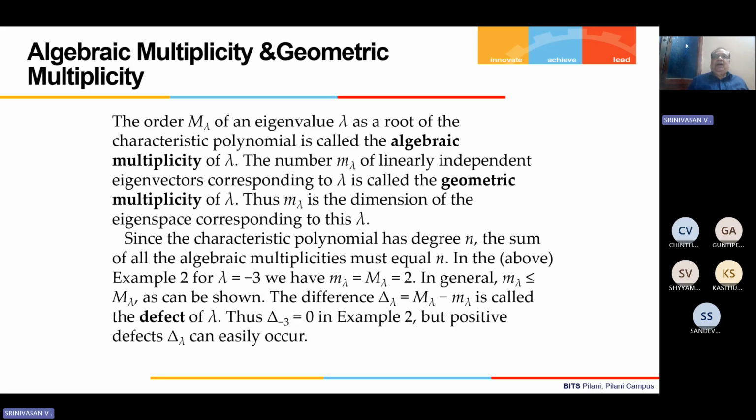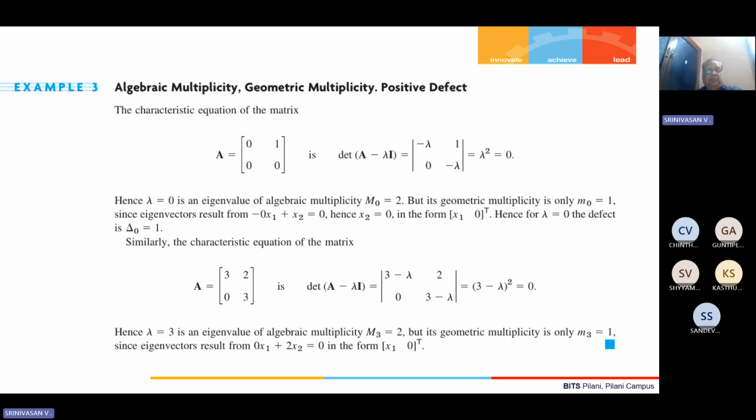Thus, in this problem, delta of -3, that is when lambda equal to -3, is 2 minus 2, which is 0. But positive defects can also occur. It's not necessary that the defect must always be 0, and there is nothing wrong even if you get a defect of 0. So here is a problem on algebraic multiplicity, geometric multiplicity and positive defect. Let us go through a simple problem where A is a matrix of order 2 by 2.